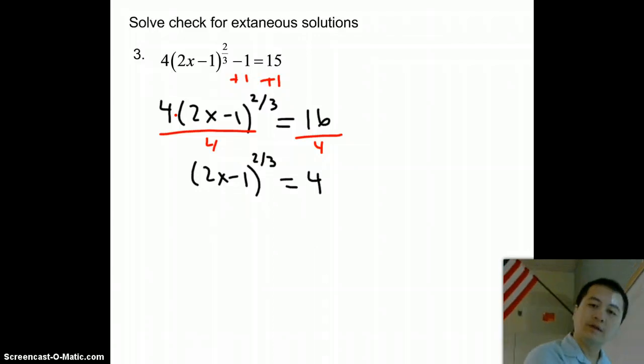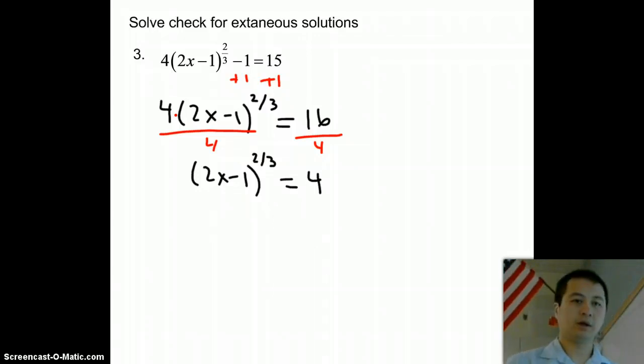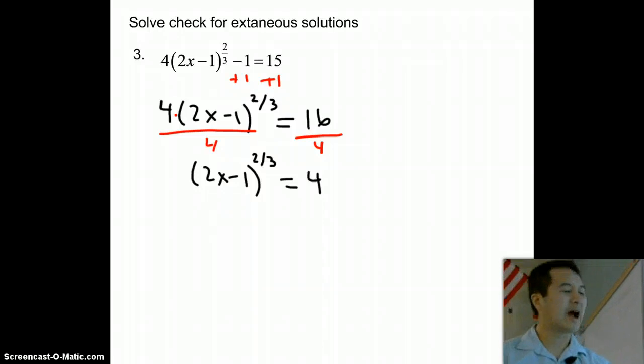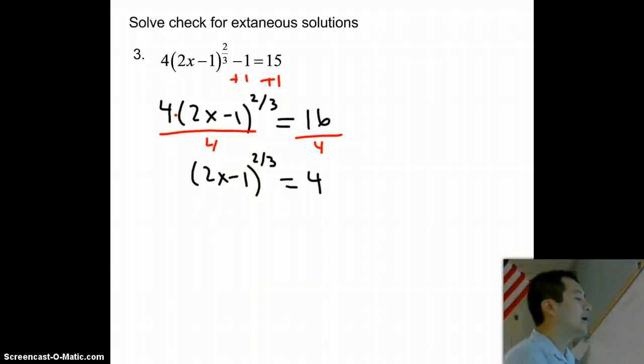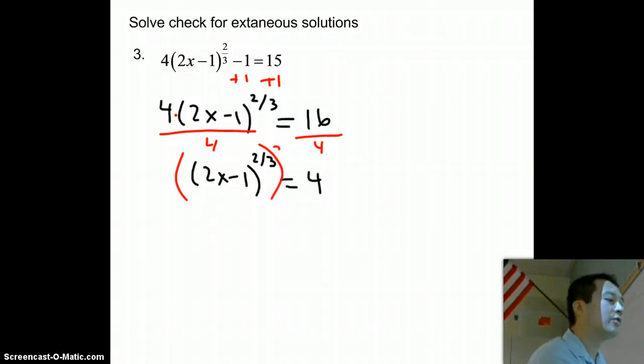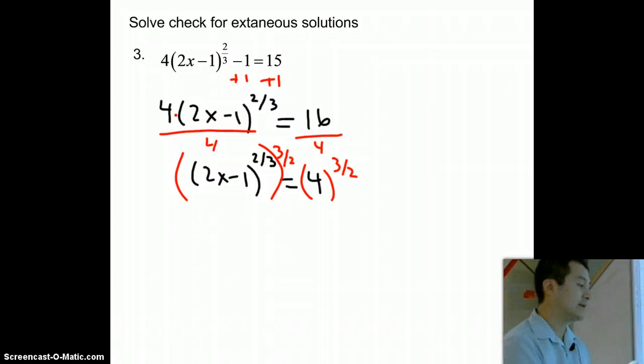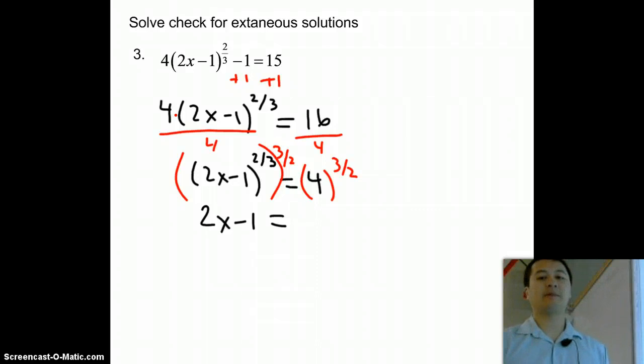Now, how do I get rid of the 2/3 power? I can't get rid of this inside the parentheses unless I get rid of the exponents first. So how do I get rid of the 2/3 power? Remember we talked about inverses? What's the inverse of 2/3? The inverse of that is 3/2, both sides. Take a look. 2/3 and 3/2 make 6/6, which is 1. This is (2x minus 1) to the 1st power, which is just 2x minus 1. This is 4 to the 3/2 power.